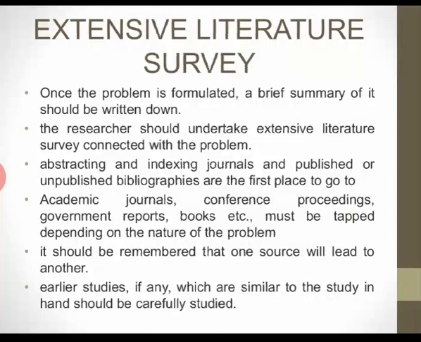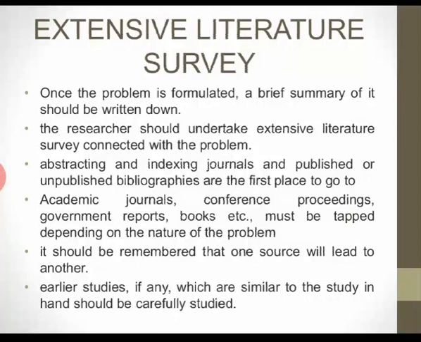We can obtain this extensive literature from abstracting and indexing journals. What do we mean by abstracting journals? Abstracting indexes, I hope you have heard the term PubMed. Then indexing journals, for example SSRN, a network in which we can find even published and unpublished works. Here, published or unpublished bibliographies are the first place to go. Academic journals, conference proceedings, government reports, books, etc. must be tapped depending upon the nature of the problem.